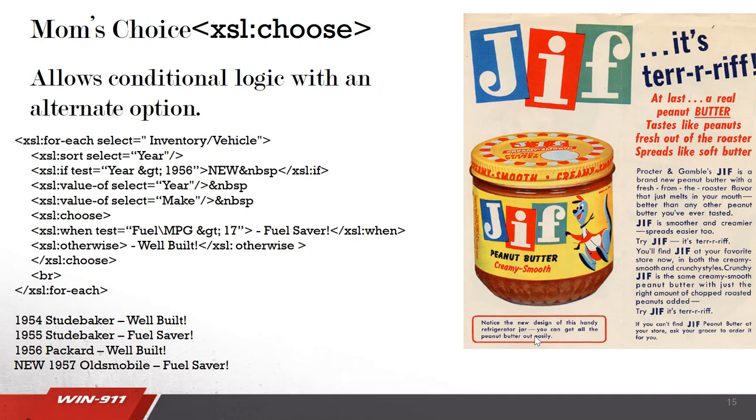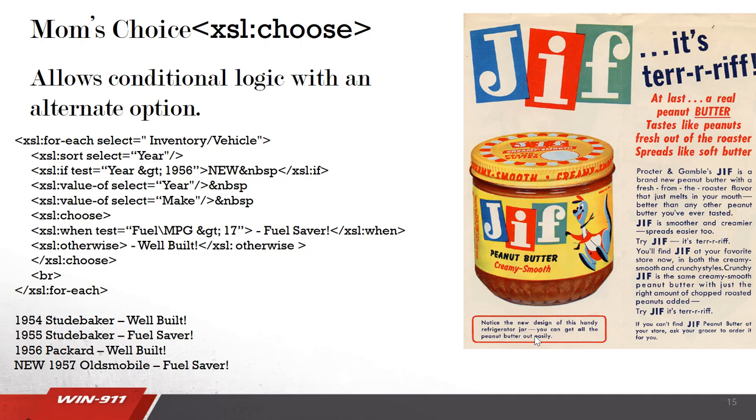So within the choose you have a when clause and an otherwise clause. That basically takes the place of if else, which is more common in other programming languages. So when otherwise is analogous to if else.